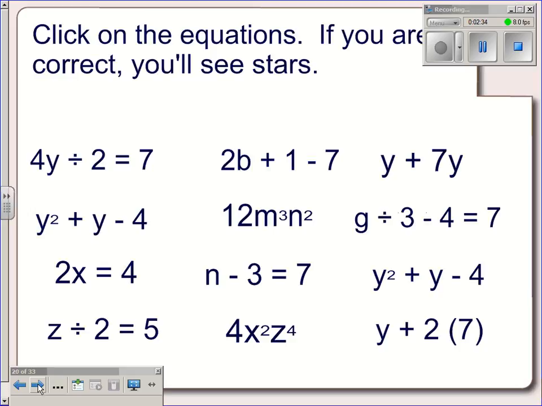All right, so what I want you to do is, in your notebook, write down the equations that you see on this page. Write down any of these that you see that are equations. And tomorrow in class, we will go through and check and see if you wrote down the ones that are equations. So pause your video now and write those down.